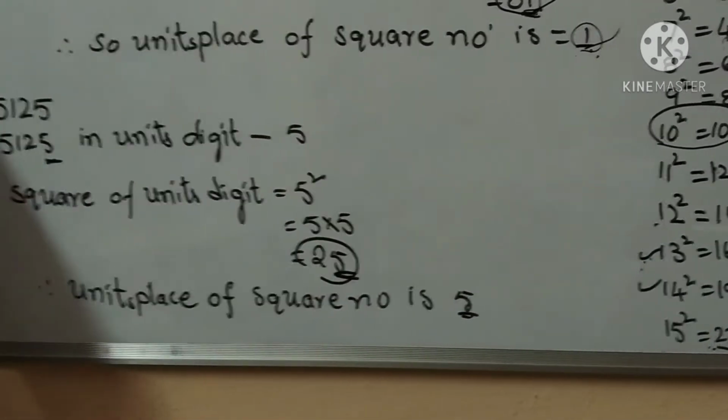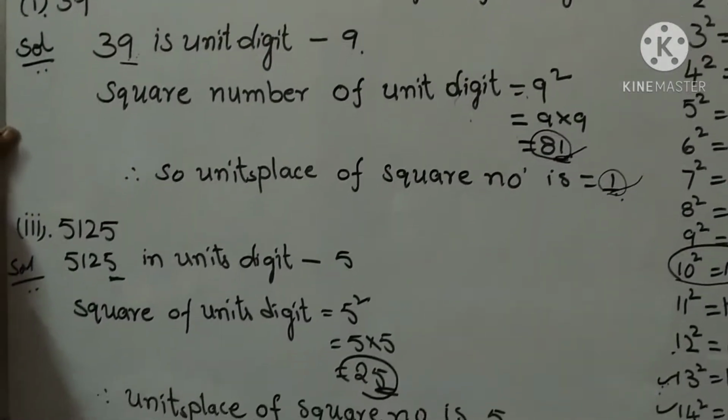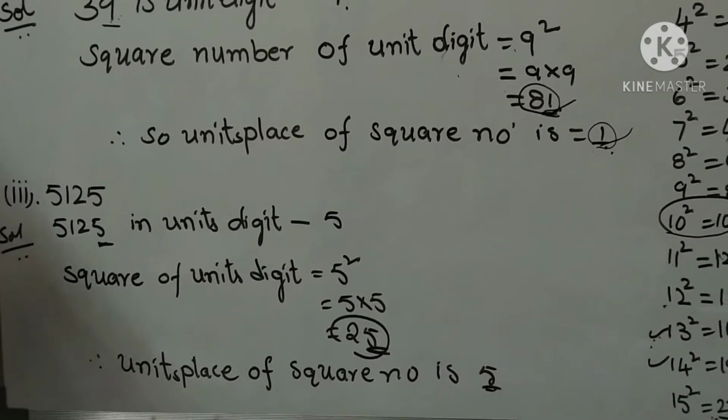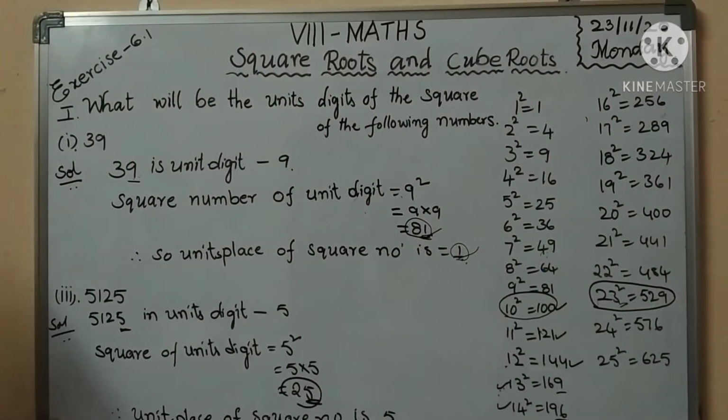Okay, children. In the first Roman, I explained the first problem and the third problem. The second, fourth, and fifth problems, do as homework.